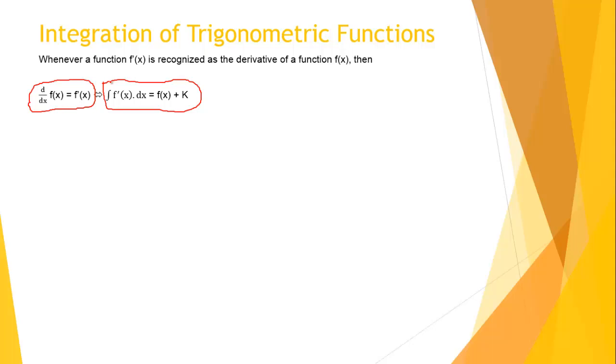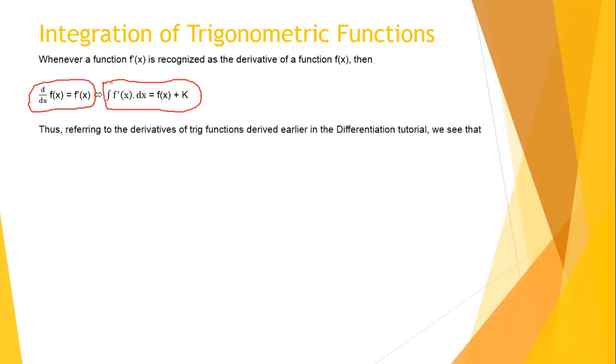So referring to the derivatives of trigonometric functions derived earlier in the differentiation tutorial, we see that the differentiation of sin x with respect to x equals cos x if and only if the integral of cos x with respect to x equals sin x plus the arbitrary constant. But the differentiation of cos x equals negative sin x if and only if the integral of sin x with respect to x equals negative cos x plus the arbitrary constant.